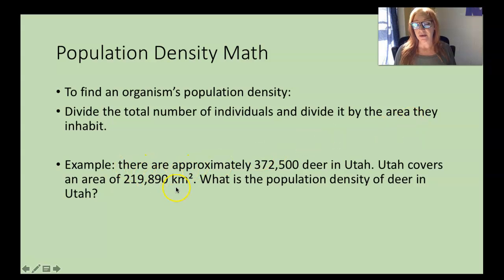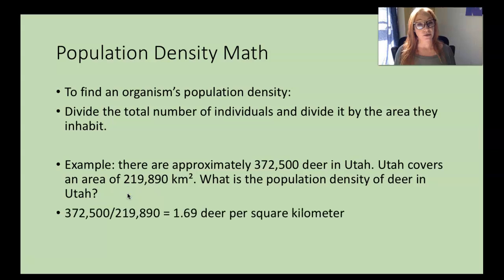So for example, here in Utah, we have white-tailed deer, and we have 372,500 deer approximately in Utah. Okay, that was based on a count done from a grid. Utah, as a state, covers an area of 219,890 square kilometers. So what's the population density of deer in Utah?